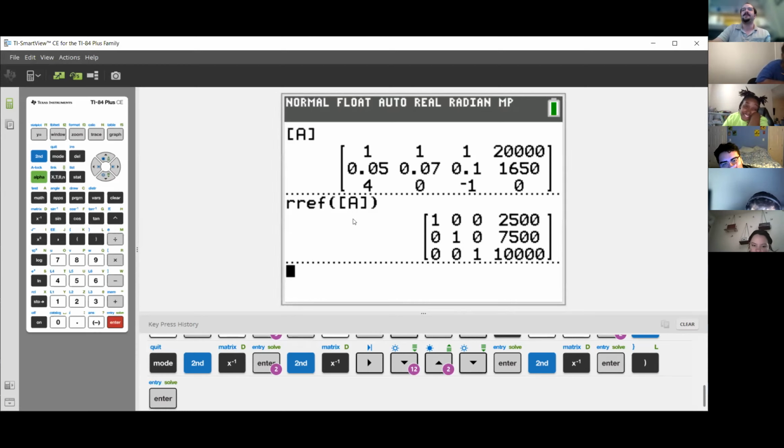And so you said A is 2,500, B is 7,500. That is absolutely right in math. Now I want that in English. So what does that tell me? Pretty much the same thing, right? Now you're just interpreting, looking back at what your variables were.